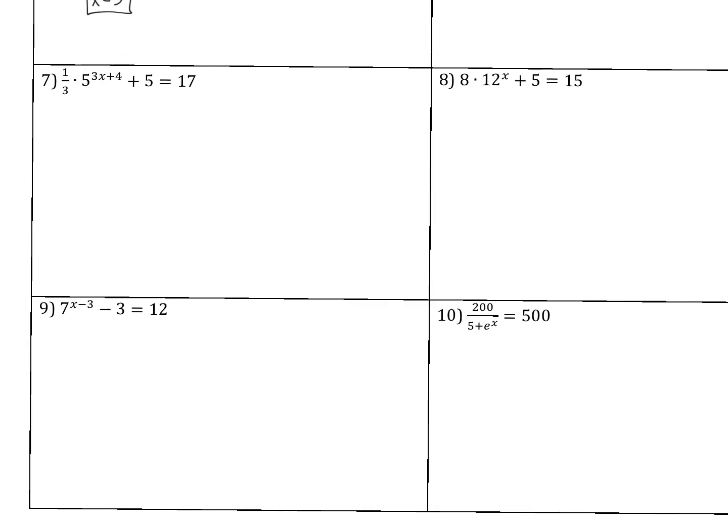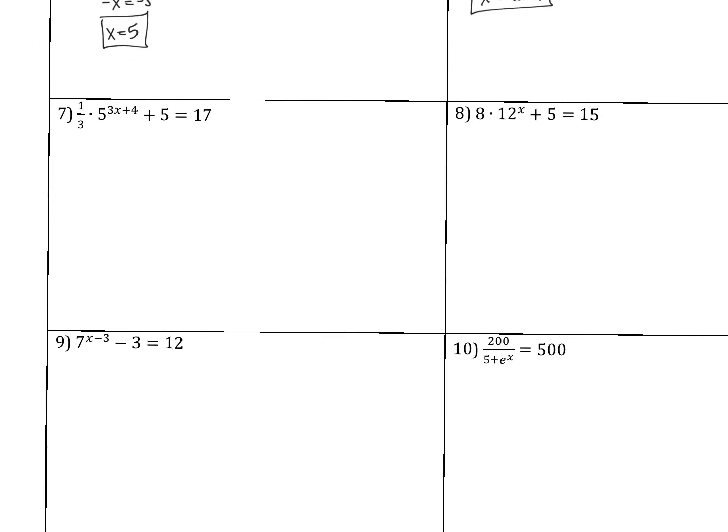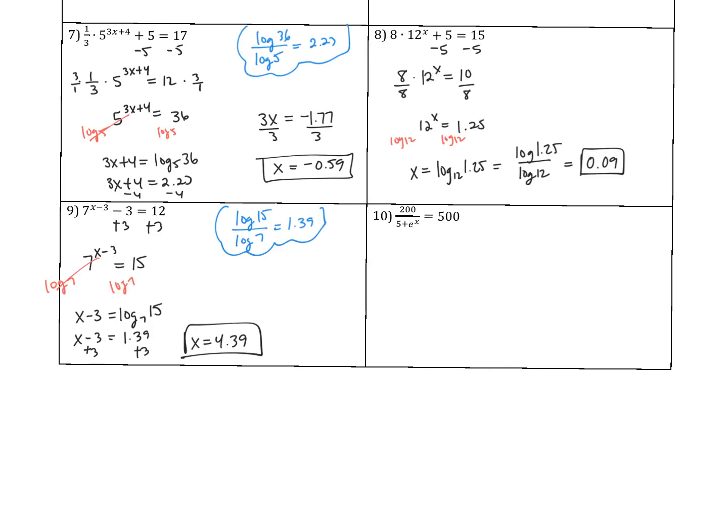All right, and the last couple, 7, 8, and 9, you have to do some solving to make sure that the base is by itself first. So we need the base alone before we can log both sides. So move things away, isolate the variables. Try out 7, 8, and 9, pause the video, and then check to see if you got your answers right. You should have gotten x = -0.59 for number 7, number 8, 0.09 approximately, and number 9, approximately 4.39.